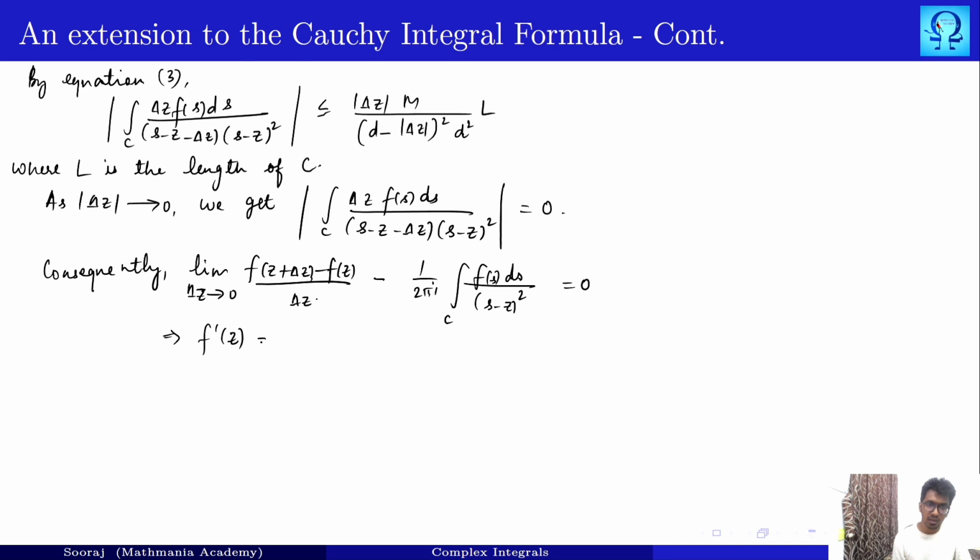Your f prime of z is nothing but 1 upon 2 pi i, integral over c of f of s ds upon (s minus z) whole square. So this is the value of f prime of z, right? If you have to find it in the general case, the general case I am leaving as an exercise.